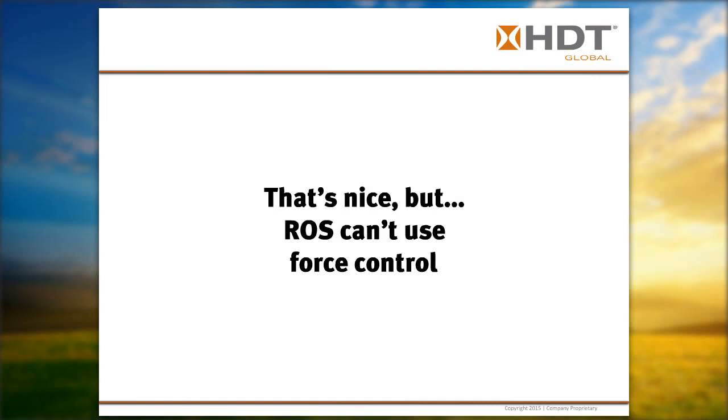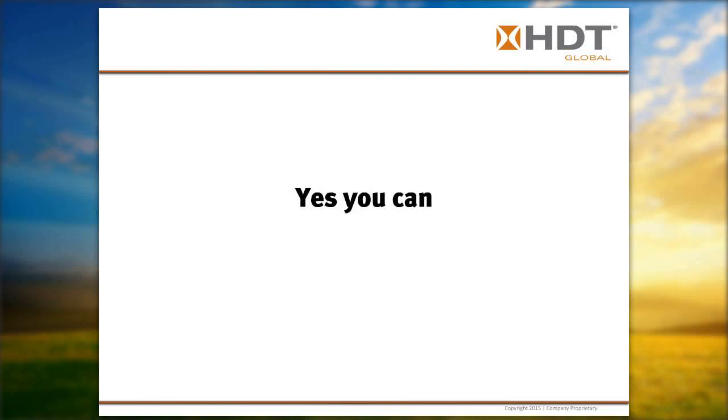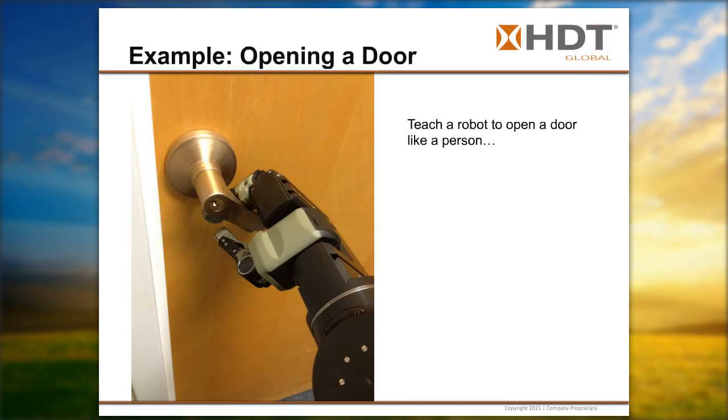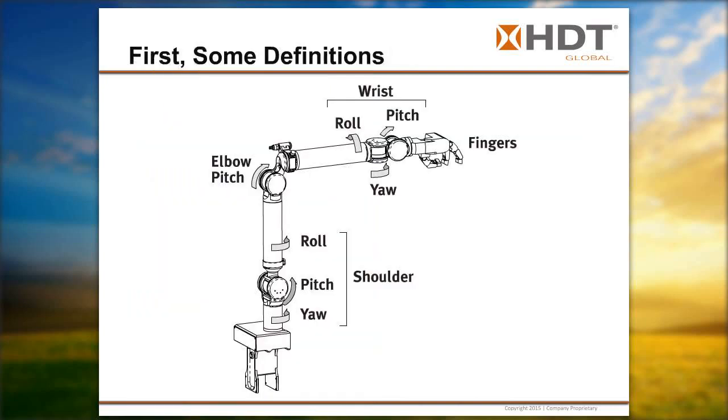Well, that's great, but ROS doesn't do force control, right? So what does it have to do with ROS? Well, you can. And so here's a little quick example of how. Opening up a door. We all know how robots open up a door. They spend God knows how long with high-resolution cameras staring at the scene, figuring out the axis of the door, figuring out the path, doing all of that good work, and still screw it up. Because it's really hard. But you could teach a robot to open a door like a person.